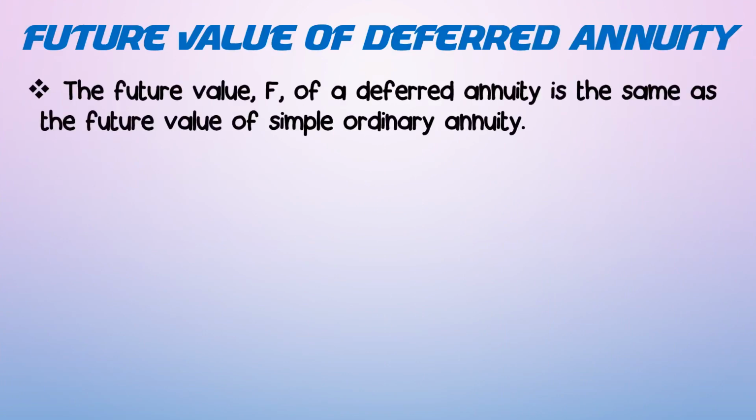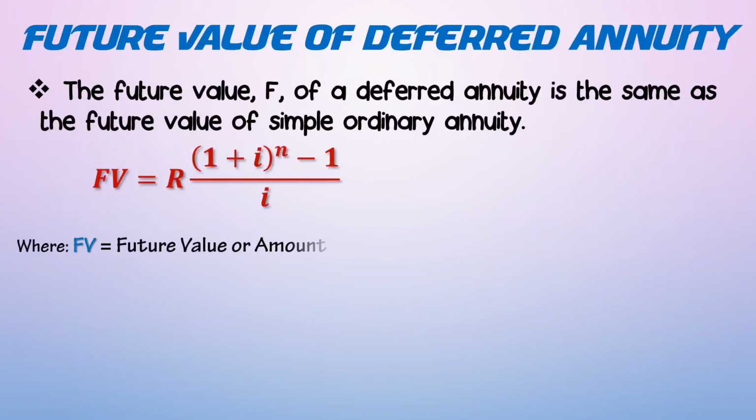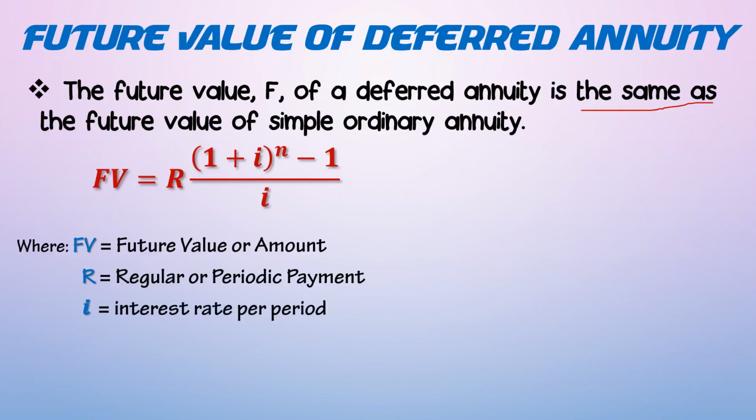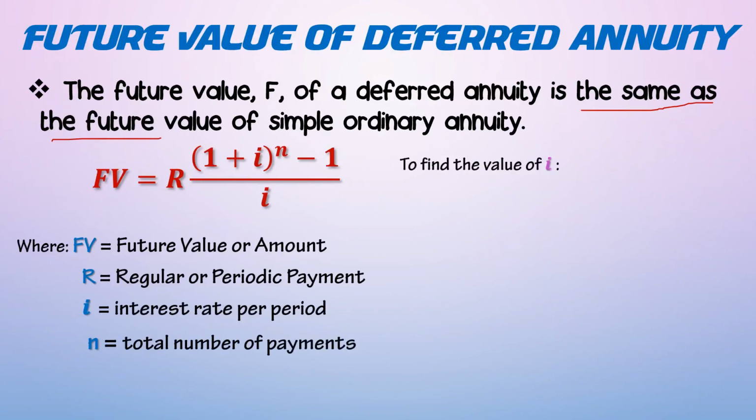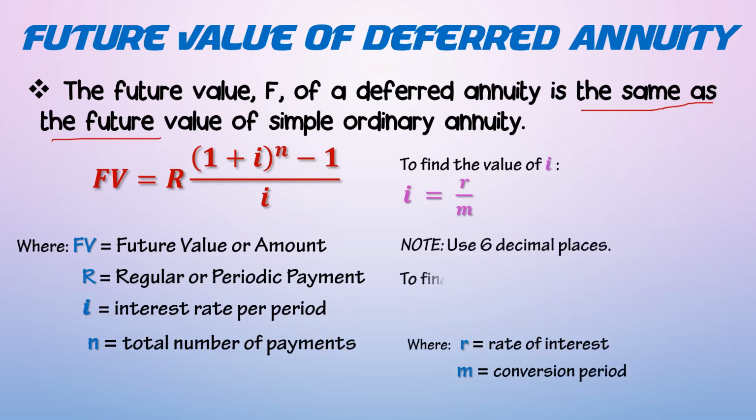Okay, for the future value of deferred annuity, it is the same as the future value of the simple ordinary annuity. So, you can only distinguish one from the other if you see the word deferred. But the formula for the future value is the same as the formula for the computation for the simple ordinary annuity.